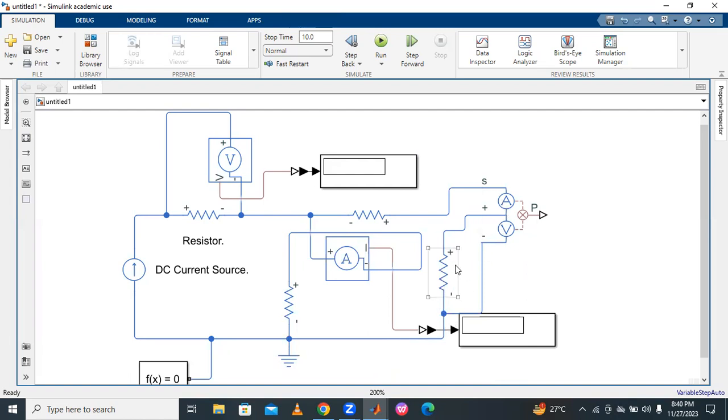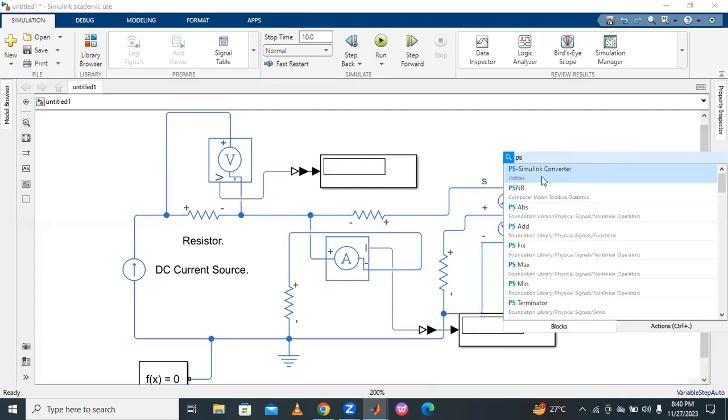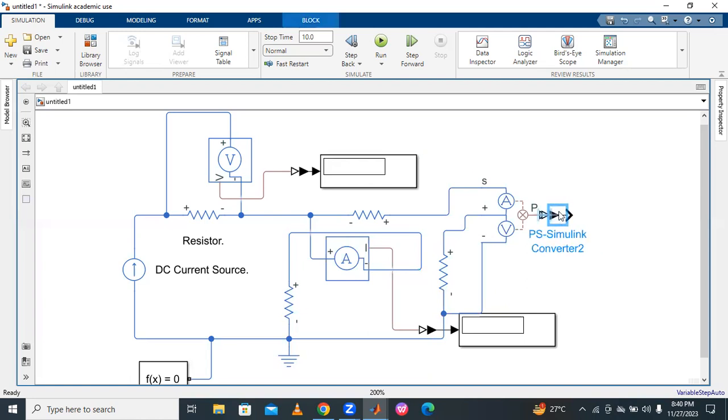What is the meaning of this? It means we measure the power from the current flowing into resistor R3 and the voltage across resistor R3. The voltage is connected exactly in parallel, and the current in series. Then a PS-Simulink converter is required here, so connect the power output to a PS-Simulink converter, and then connect one display here.